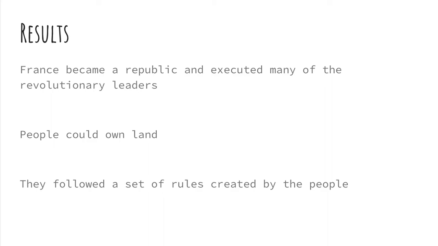So the results. France became a republic and executed many of the revolutionary leaders. People could own land, and they followed a set of rules created by the people. It's going to be really important for you to know what the 3 results of the French Revolution are. So if I were you, I would write this down, maybe highlight it, put a star next to it or something, because this is super important.